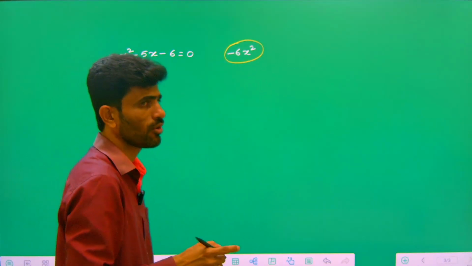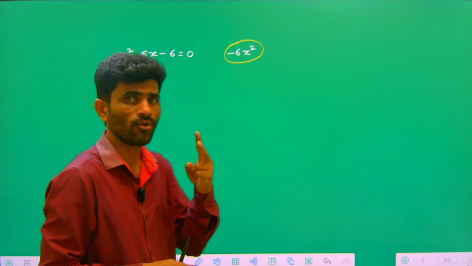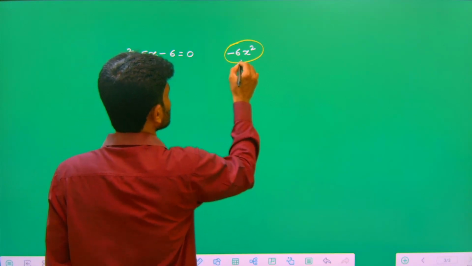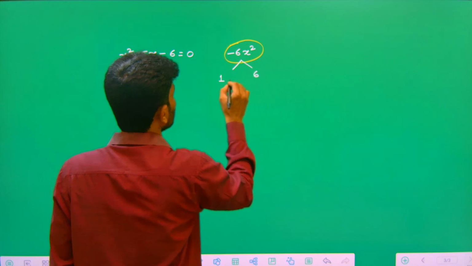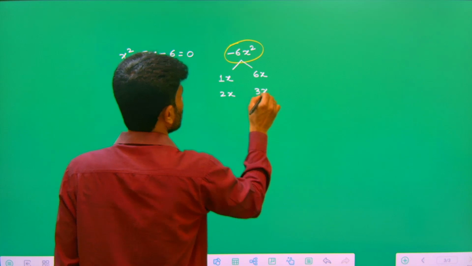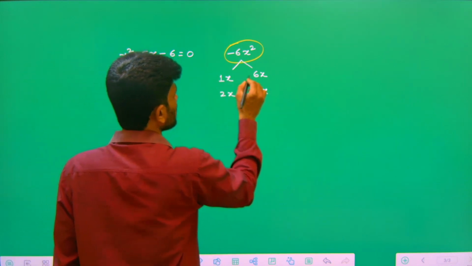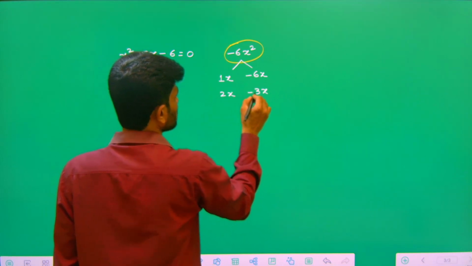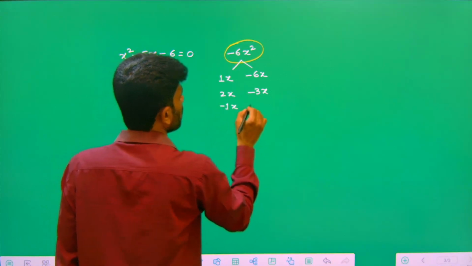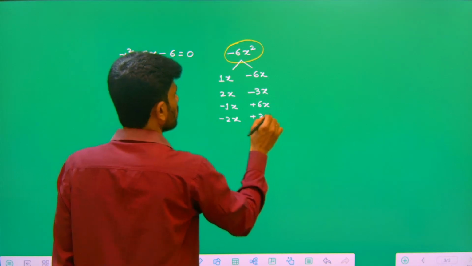Here a very important point you have to notice: when product is negative, in two factors, one should be positive, one should be negative, because plus into minus is minus. So here what kind of factors can you take again? 1, 6, 1x, 6x, another one 2x, 3x. But I said one should be positive, one should be negative. So what are the possible cases here? We can take plus 1x minus 6x, plus 2x minus 3x, or one more minus 1x plus 6x, or minus 2x plus 3x. Which set is correct?